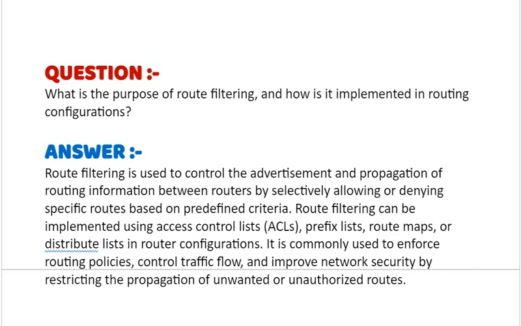Route filtering can be implemented using access control lists (ACLs), prefix lists, route maps, or distribute lists in router configurations. It is commonly used to enforce routing policies, control traffic flow, and improve network security by restricting the propagation of unwanted or unauthorized routes.